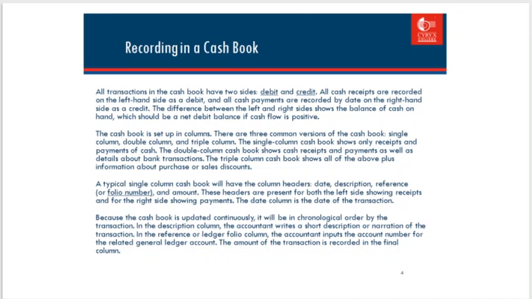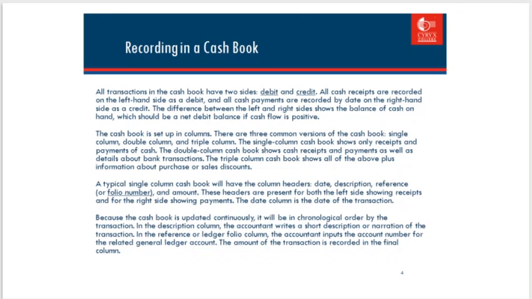Recording in a cash book. All transactions in the cash book have two sides, debit and credit. All cash receipts are recorded on the left-hand side as a debit, and all cash payments are recorded by date on the right-hand side as a credit. The difference between the left and right sides shows the balance of cash on hand, which should be a net debit balance if cash flow is positive.